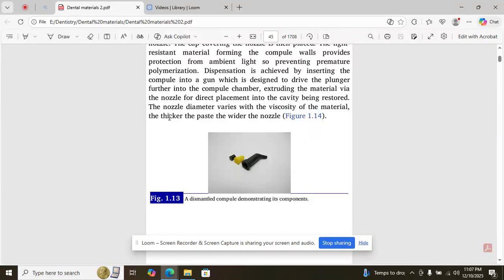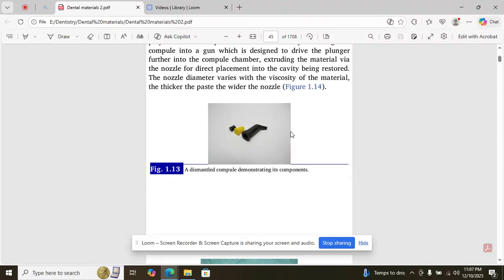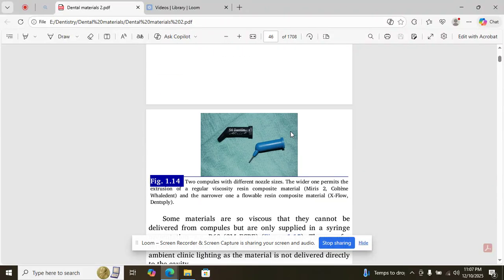Figure 1.13. A dismantled compule demonstrating its components. Figure 1.14. Two compules with different nozzle sizes. The wider one permits the extrusion of a regular viscosity resin composite material, Miris Coltene Whaledent, and the narrower one, a flowable resin composite material, Flow-It Dentsply.